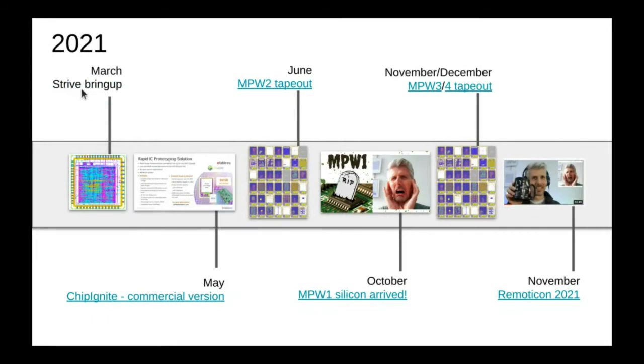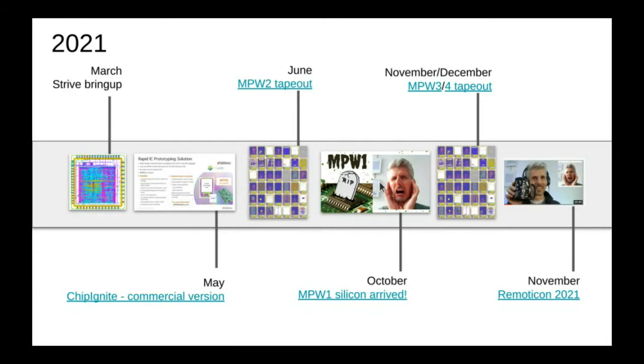2021 saw validation of the tools with EFabless bringing up Strive and then launching ChipIgnite, which is a commercial version of the free offering. So it's $10,000, but you get 300 chips instead of 50. MPW2 taped out in June.